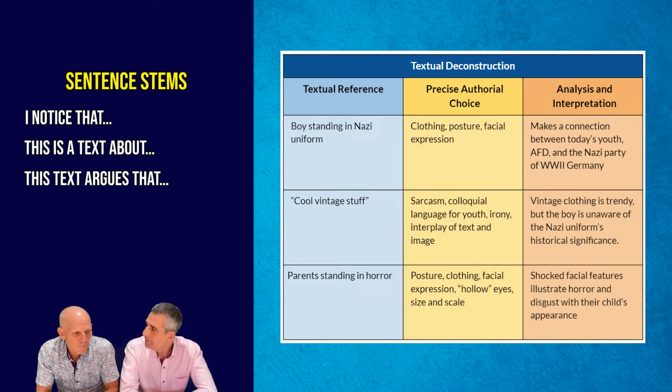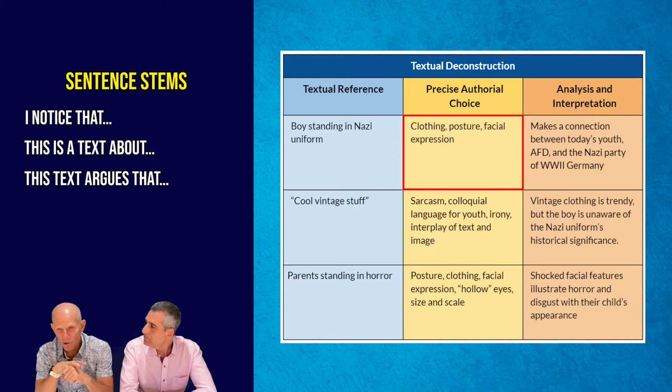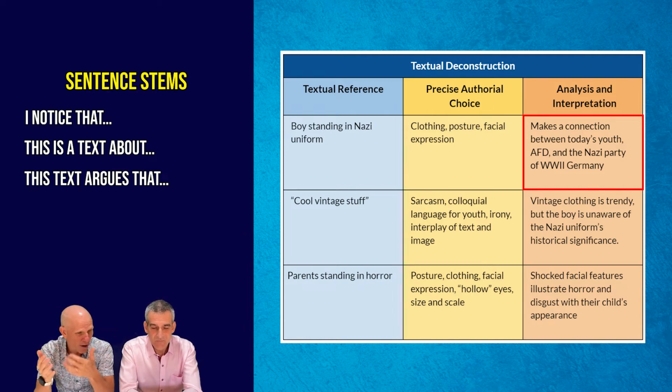Giles, why don't you start us off? Well, we see the boy standing with a Nazi uniform. We want to think about his clothing, his posture, his facial expression, all those things that Patrick Chapat does. And this makes a connection between today's youth and the AFD and the Nazi Party of Germany. Yeah, that drawing helps us see that.